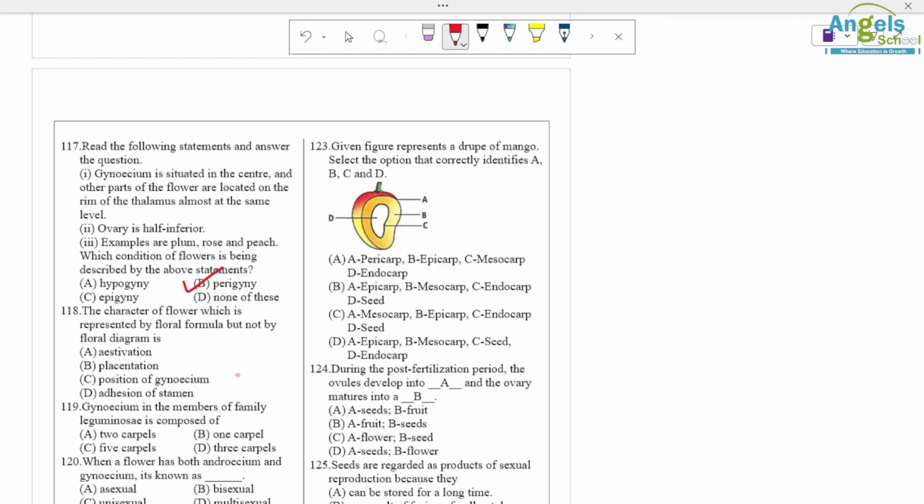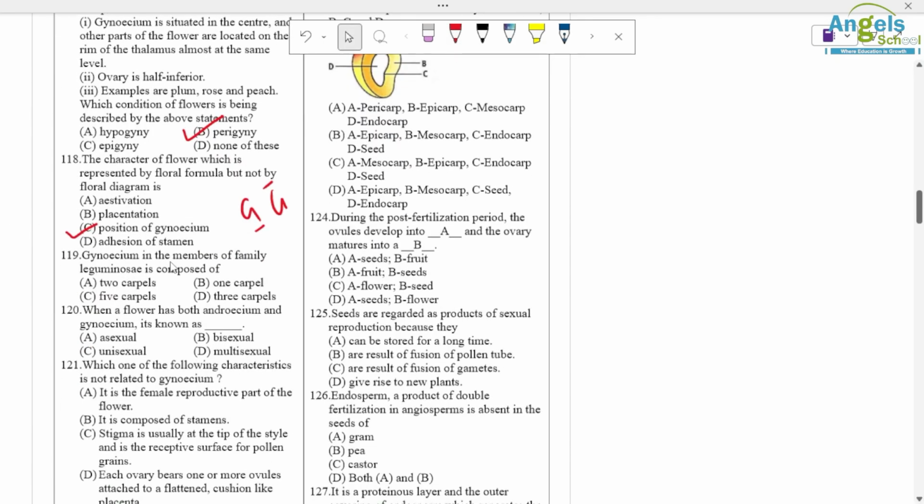So it is a correct description of perigyny or perigynous flower. The character of flower which is responsible for the floral formula but not by a floral diagram. So position of gynoecium is, now we can mention by underline, लाइक जी अंडरलाइन, जी ऊपर लाइन करो, जो भी. ओके, तो फ्लोरल फॉर्मूला में ये मेंशन है बट फ्लोरल डायग्राम में हम इसको नहीं दिखा सकते. ओके, सो position of gynoecium is correct option. Gynoecium is a member of family Leguminosae, is composed of only one carpel, है ना, monocarpellary.